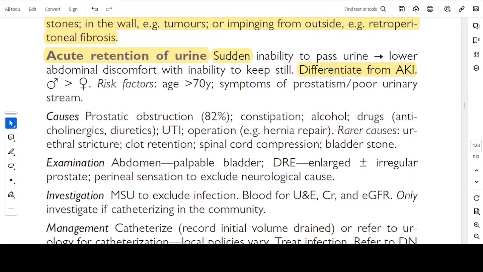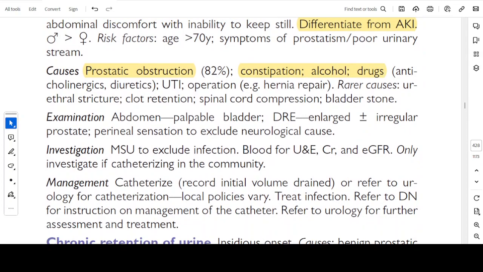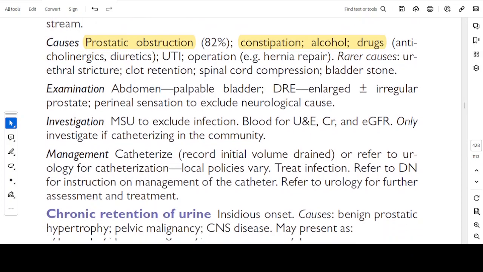Acute retention of urine. Sudden inability to pass urine, lower abdominal discomfort with inability to keep still. Differentiate from an acute kidney injury. Males more than females, risk factors more than 70 years, symptoms of prostatism or poor urinary stream would be present. Causes are prostatic obstruction, 82% of the cases, constipation, alcohol, drugs like anticholinergics and diuretics, UTI, and operation, for example a hernia repair. Rarer causes are urethral stricture, clot retention, spinal cord compression and bladder stone.